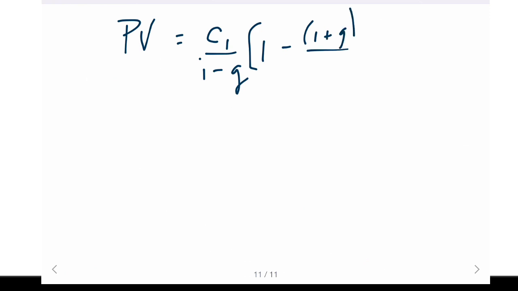would be PV0 equals C1 over i minus g, or r minus g in the textbook. And then you have the growth factor on the top because the amounts are growing. Or in our case, the amounts are not growing, they're declining. So how are we going to account for that? That's the issue.